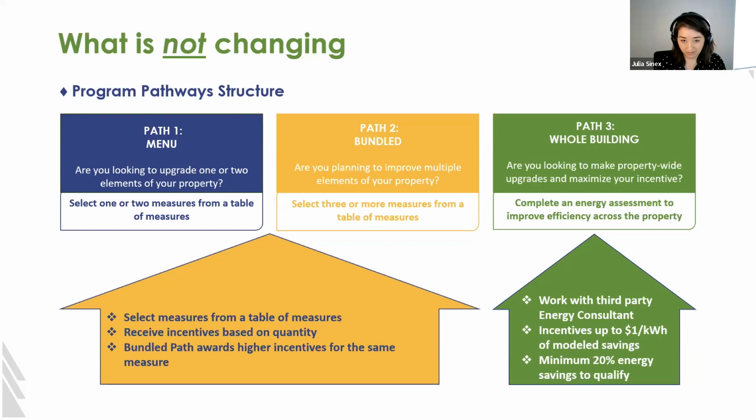And then your third option on the green on your right is the whole building path. That one works differently in that the incentives for this pathway are based on the projected 1-year energy savings, which is calculated through energy modeling by a third-party energy consultant. And the incentives for that are up to $1 per kilowatt hour saved. Next slide, please.